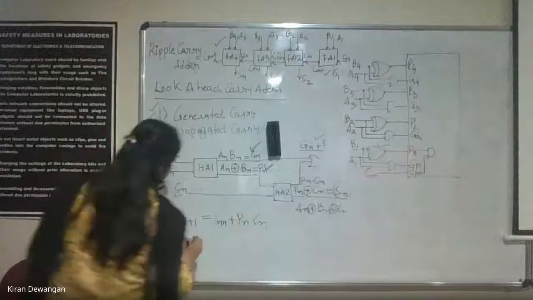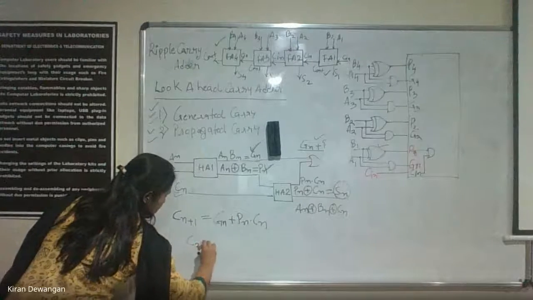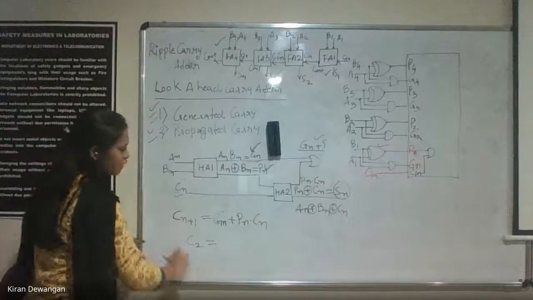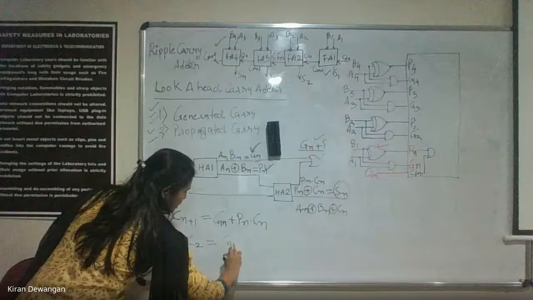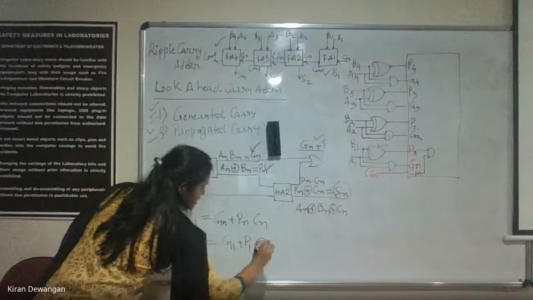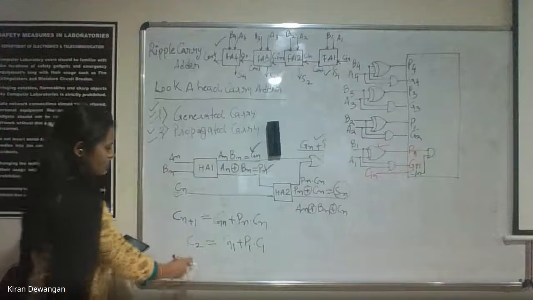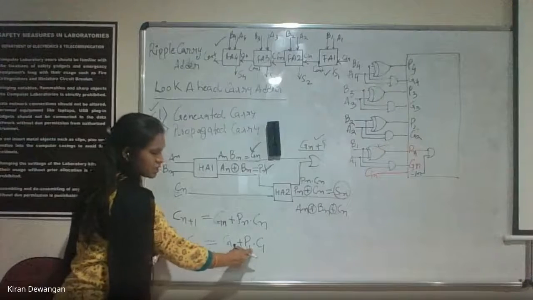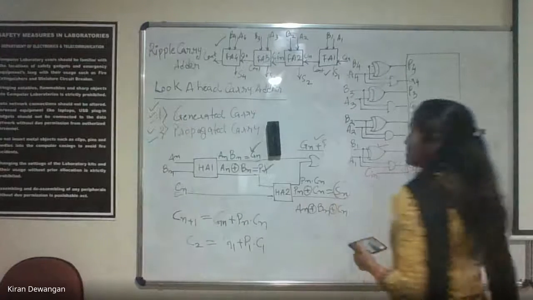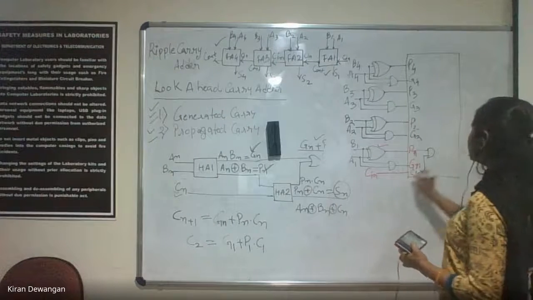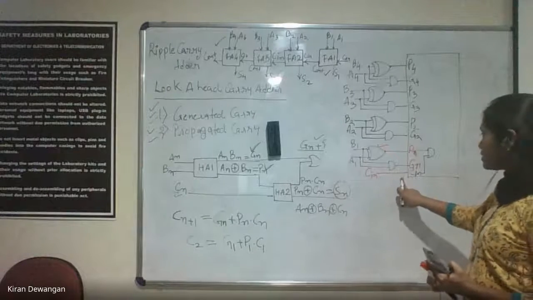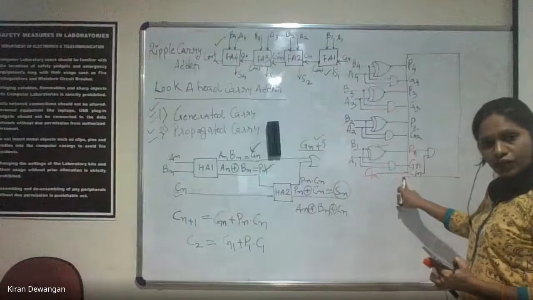If I have to calculate C2, N is 1, so this will be C2. This will be G1 plus P1 dot C1. Clear? So C2 is G1 plus P1 dot C1. So we'll generate C2 here. So here Pn and C1, it is already generated. ये calculate हो चुका है.